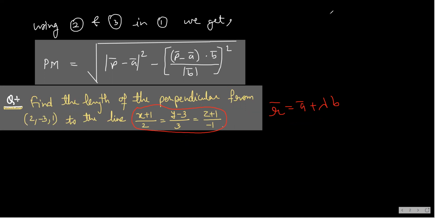Now, what is important, students, is that in this question they say find the length of the perpendicular from this point to this line. Now, length of the perpendicular is nothing but the distance of the point from the line. So here my solution begins.